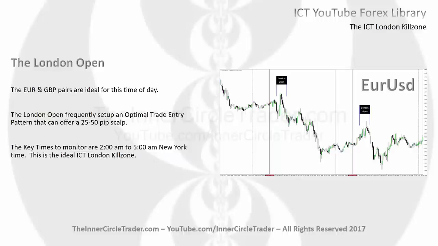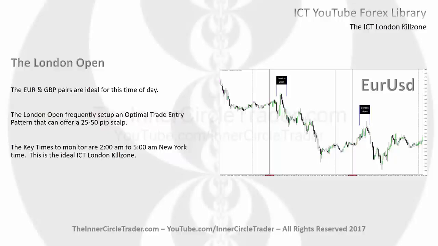It comes with a great deal of responsibility in terms of knowing what the higher time frames are doing. A lot of economic calendar releases come out overnight and they can be very volatile. But the euro dollar and the British pound pairs are ideal for this time of day, and that's why I've elected to trade those two pairs.